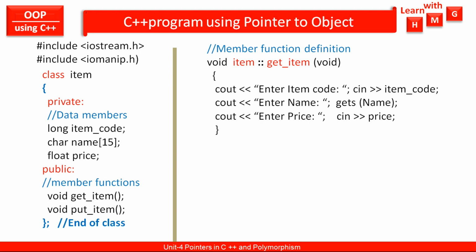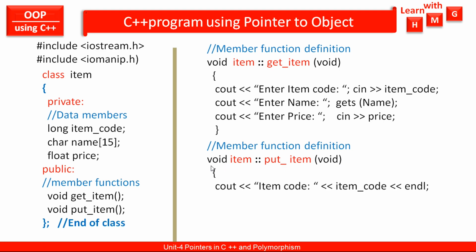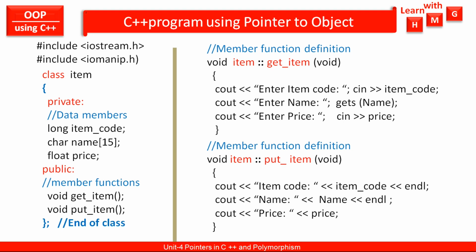Let us define another member function, putItem. Here also the putItem member function is a member of the item class, and that's why it is related using the scope resolution operator. This function does not accept any argument, so it is indicated by void, and it is not returning any value, so the return type is also void. So simply using cout and insertion operator, we will display the value of item code, value of name and value of price data members.